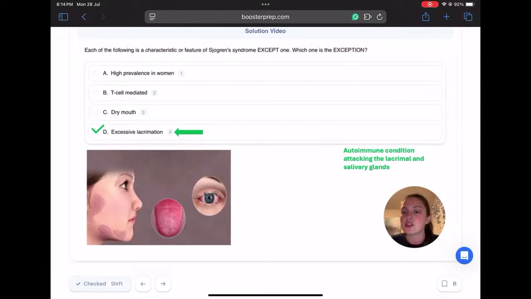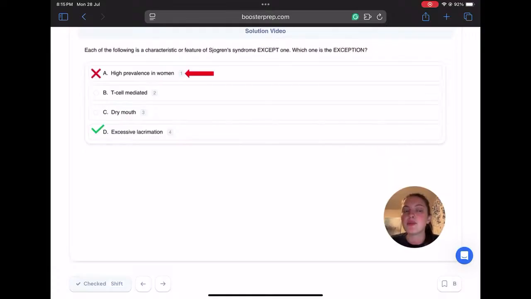So we know that this answer choice is incorrect. So even if we didn't know that the other answer choices were definitely features of Sjogren's syndrome, we should have been able to pick this answer choice because it is the opposite of the truth about this condition. Now, although we know that the remaining answer choices are definitely characteristics or features of Sjogren's disease, let's still go over them briefly. And we'll start with high prevalence in women.